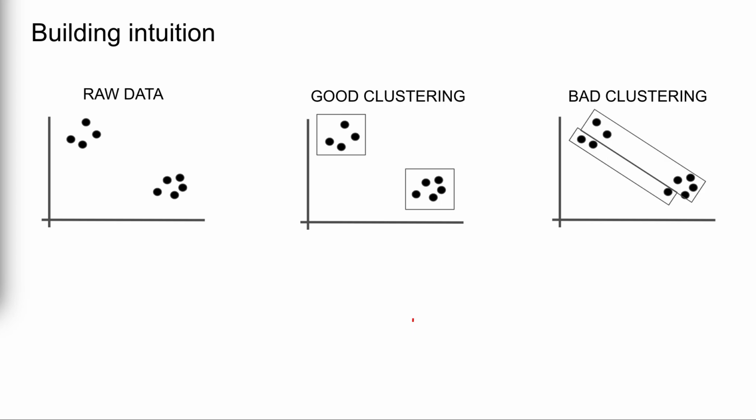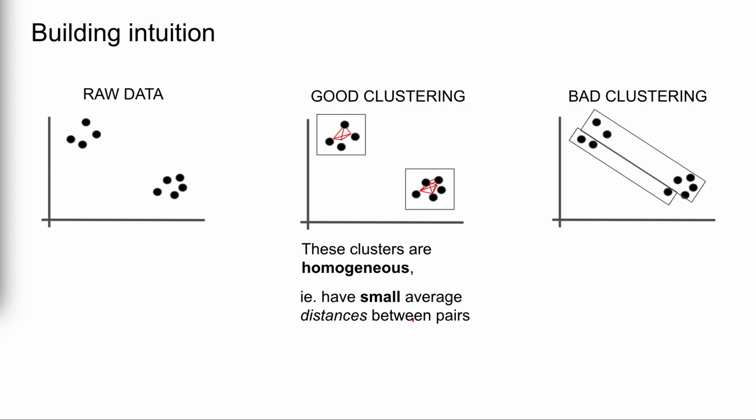More mathematically, we can determine that the center clustering solution is good because it produces 2 homogeneous clusters. The cases within these clusters have similar features. Mainly, the average distances between all pairs of cases within the clusters are small. Or, equivalently, they have small within-cluster variances W.